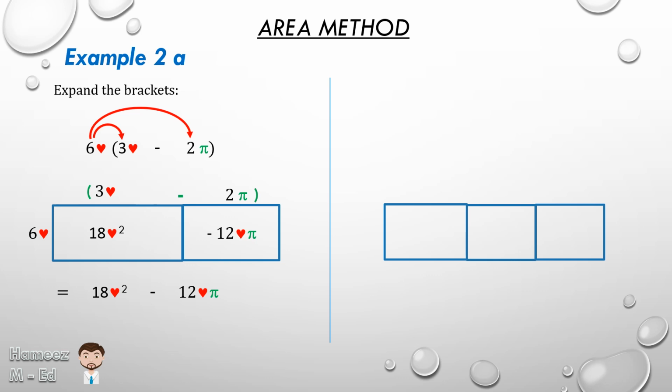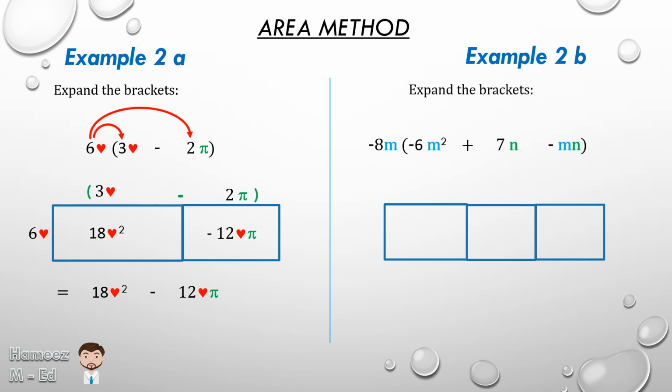And when we look at the second example there, 2b, we'll see that when we expand the brackets here, there are 3 terms. So that means that we're going to be multiplying minus 8m by the first term, by the second term, and by the third term. So we make the length minus 8m, and for the first rectangle, we make the breadth minus 6m squared, and the second one plus 7n, and for the last one minus mn.